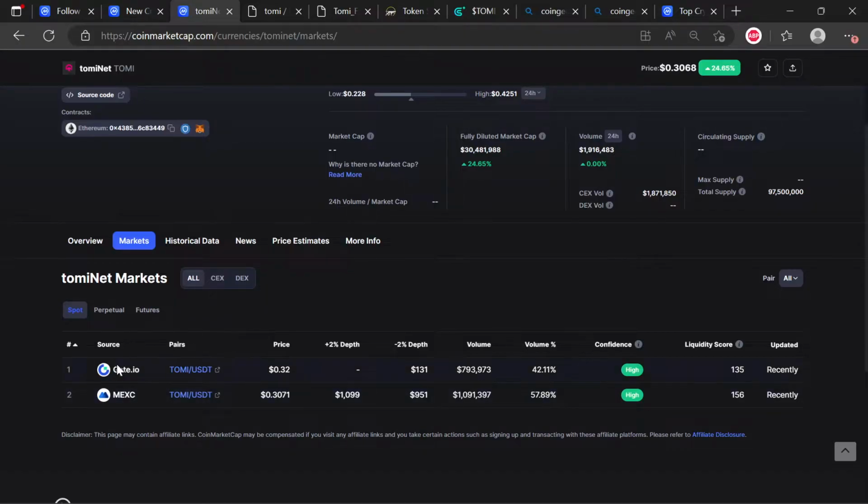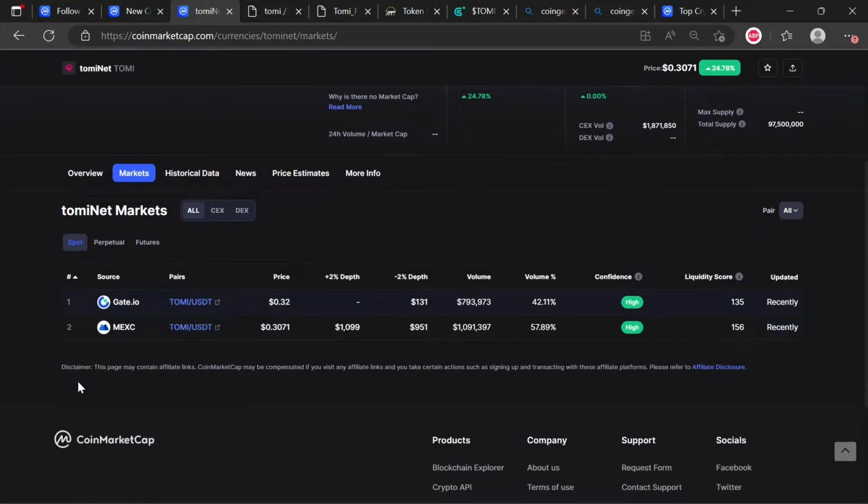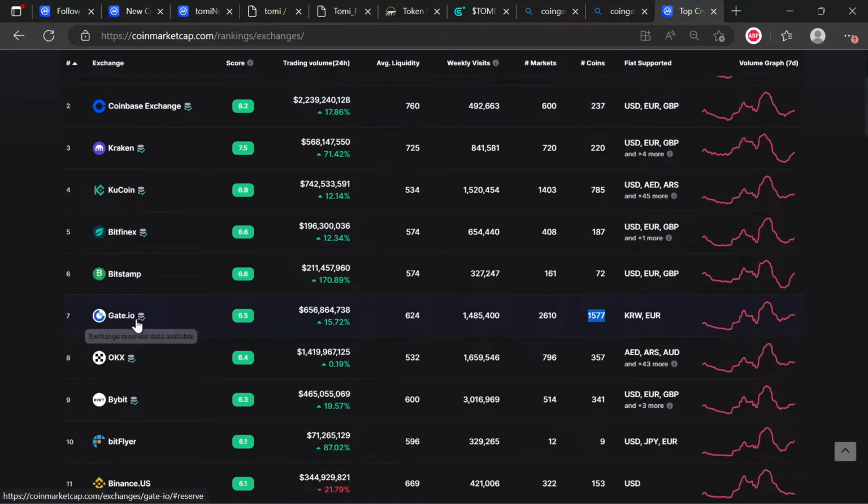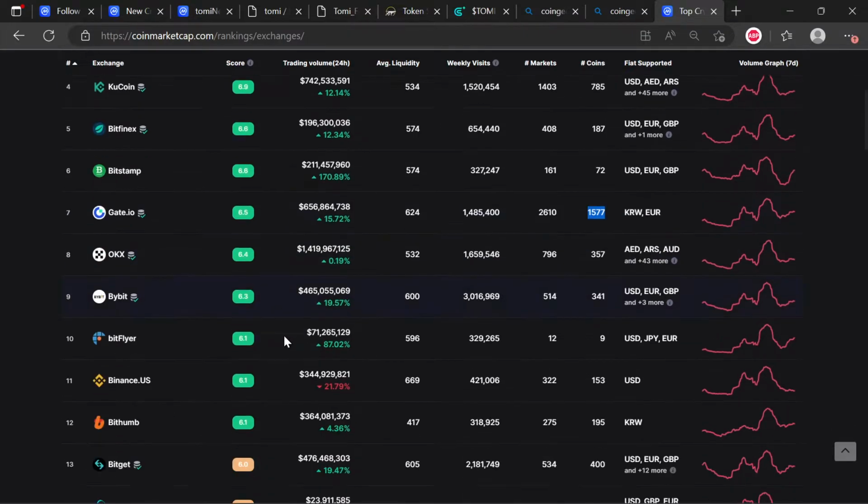The reason for that is these exchanges, Gate.io and MEXC, it's not very difficult for you to be listed on them. It is not easy, but it's not very difficult because these exchanges make a huge amount of revenue from listing projects, right? Unlike the bigger exchanges, because if you just jump on CoinMarketCap, you can just take a look at Gate.io, right? Look at the amount of coins that they've got listed on their exchange. They've got about 1,500 coins, right?